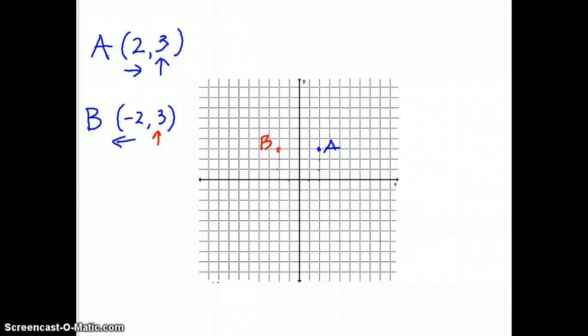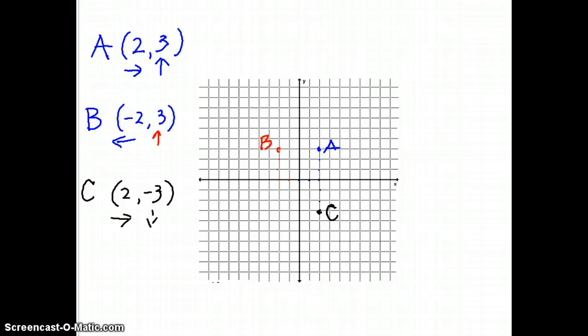Moving on to my third point, C, I will use 2, -3. Again, my 2 is positive, so I am going to be moving to the right. But now my y value is negative, so I will be moving down. So starting again at the origin, moving over 2 units, and then down 3 units, I have my next point, which is letter C.